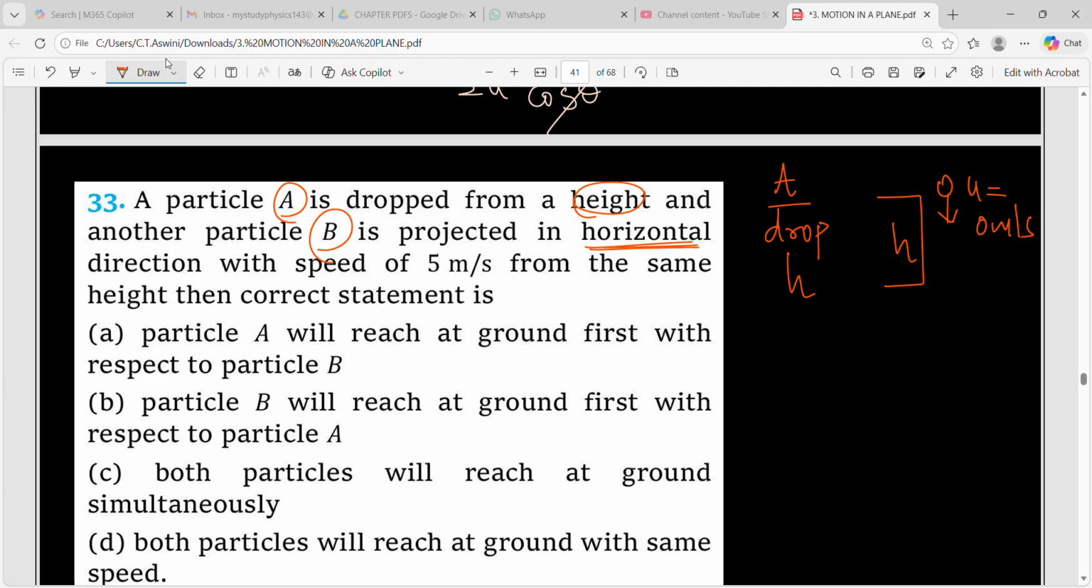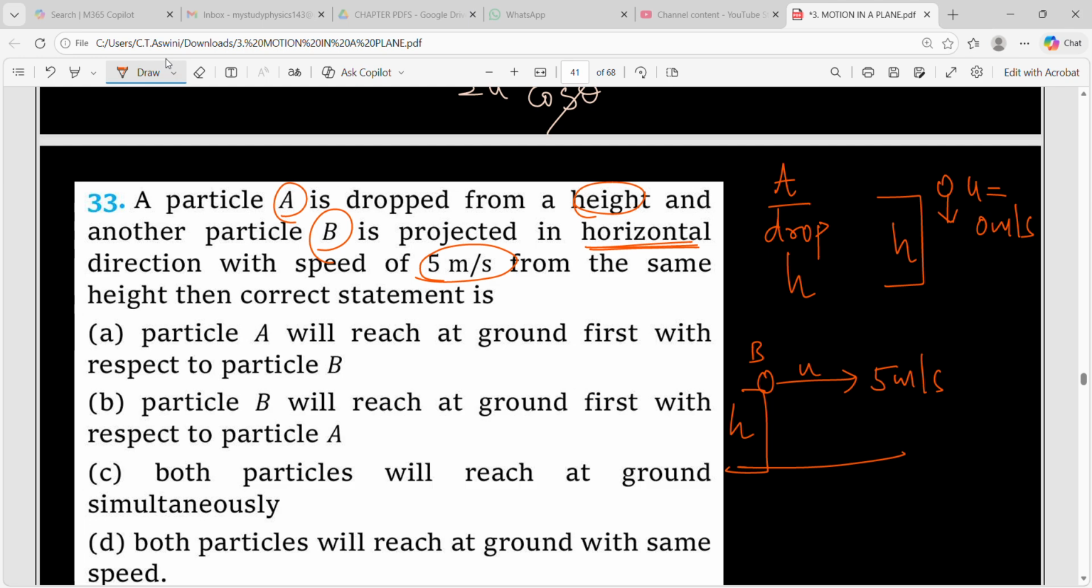Now particle B is projected in horizontal direction, that means the case which we have discussed now, with a speed of 5 meter per second. So from a certain height, from the ground, the particle B was projected horizontally. And with how much speed? 5 meter per second. From the same height. So here also height is same. Then the correct statement is.